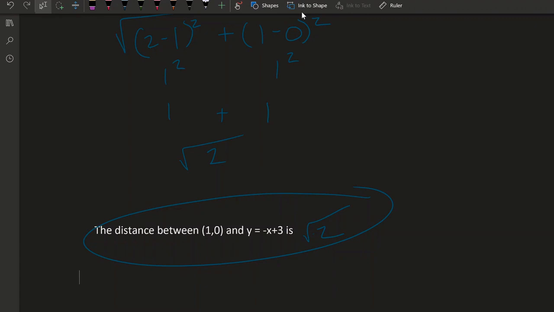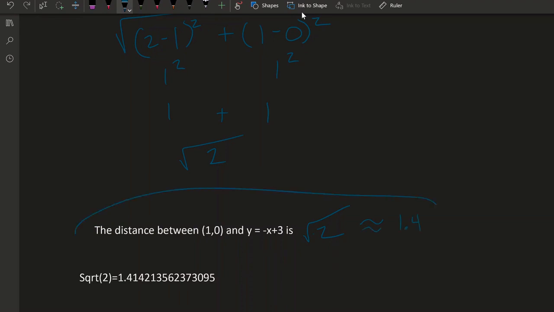Quick little addition to this: if you want to change this to a decimal approximation, you could type that into a calculator. The square root of 2 is equal to 1.414. So I could also say the distance between these two is approximately 1.4. That is our answer.